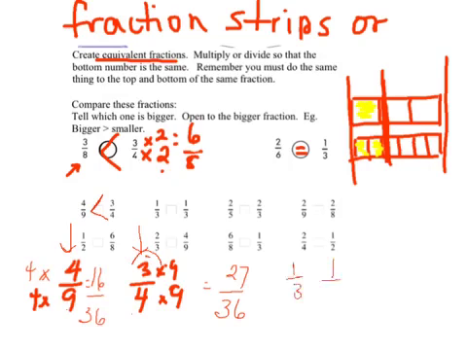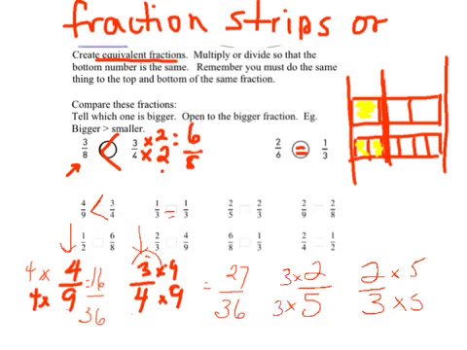1/3 compared to 1/3, they're exactly the same, so they're equal. 2/5 compared to 2/3. Again, I could multiply them by the opposite number. So this one I'm going to multiply by 5 and by 5, and this one I'm going to multiply by 3 and by 3.